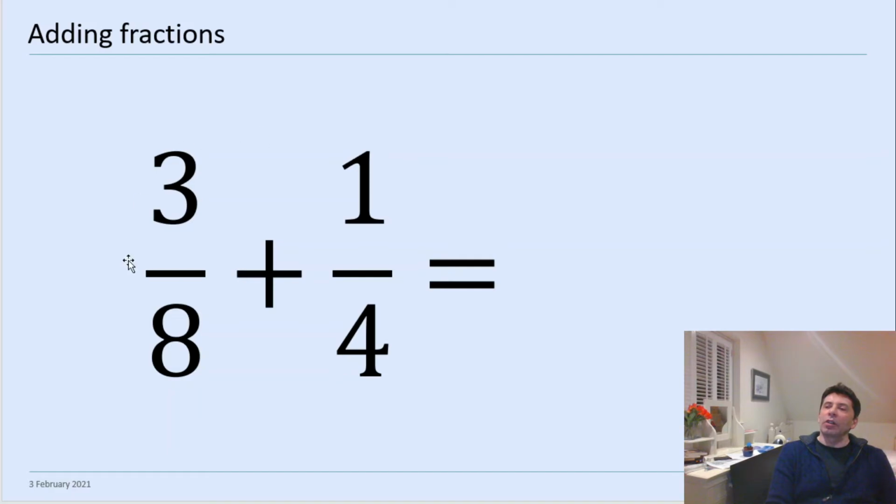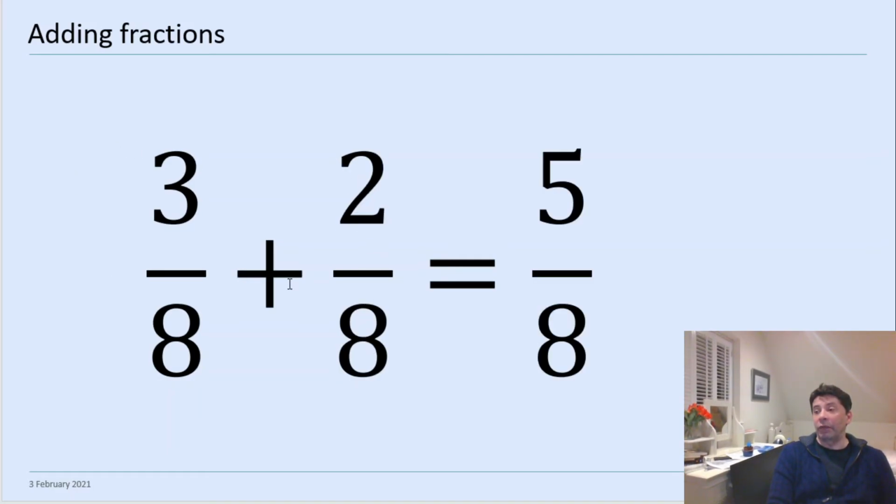So we're going to change these all into eighths. 3 over 8 is already in eighths. 1 over 4, we need to multiply top and bottom by 2, which gives 2/8. So it's 3/8 plus 2/8, which is 5/8.